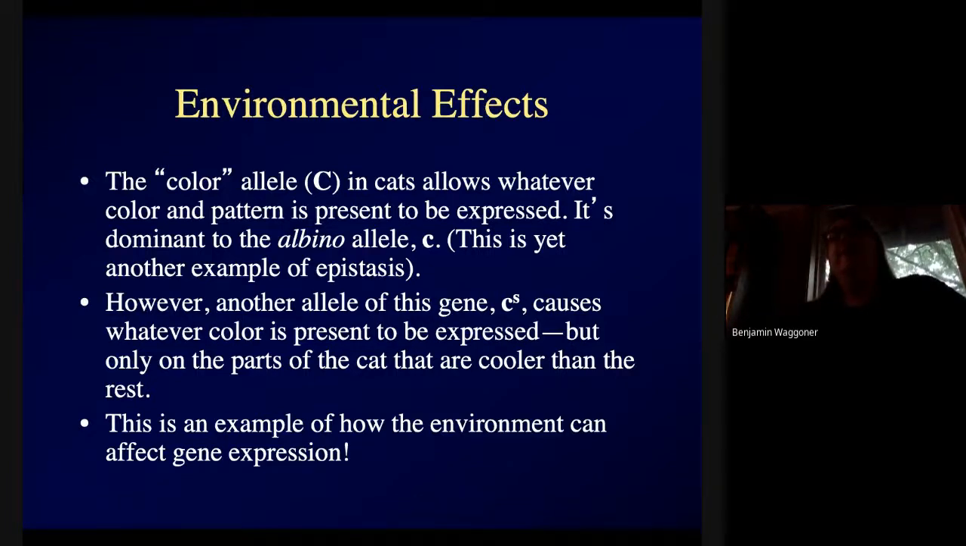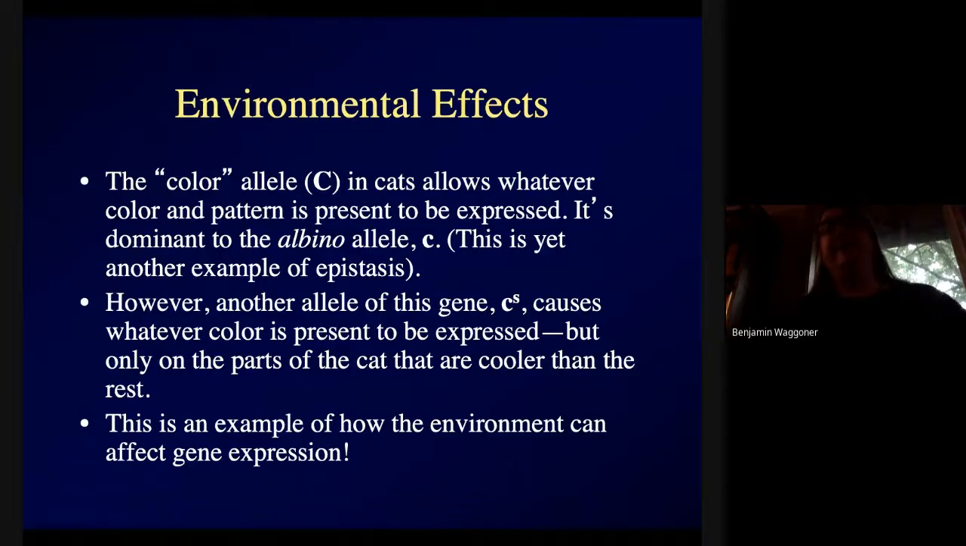There's an allele for color, and it's written capital C, and a cat that has at least one copy of the color allele will basically have color. This is another example of epistasis. A black cat will have genotype big B, but a black cat must also have at least one dominant big C allele in order to make any pigment at all. So this is another case of epistasis.